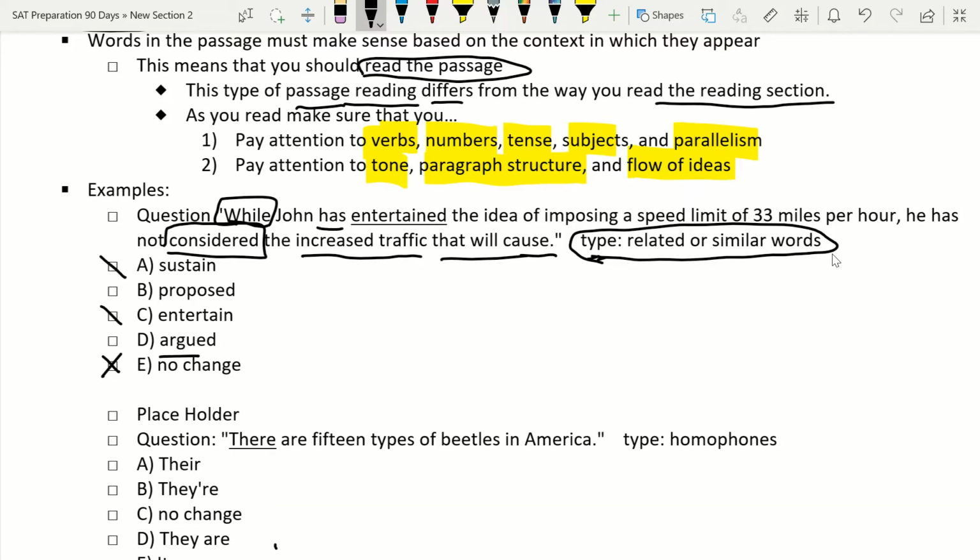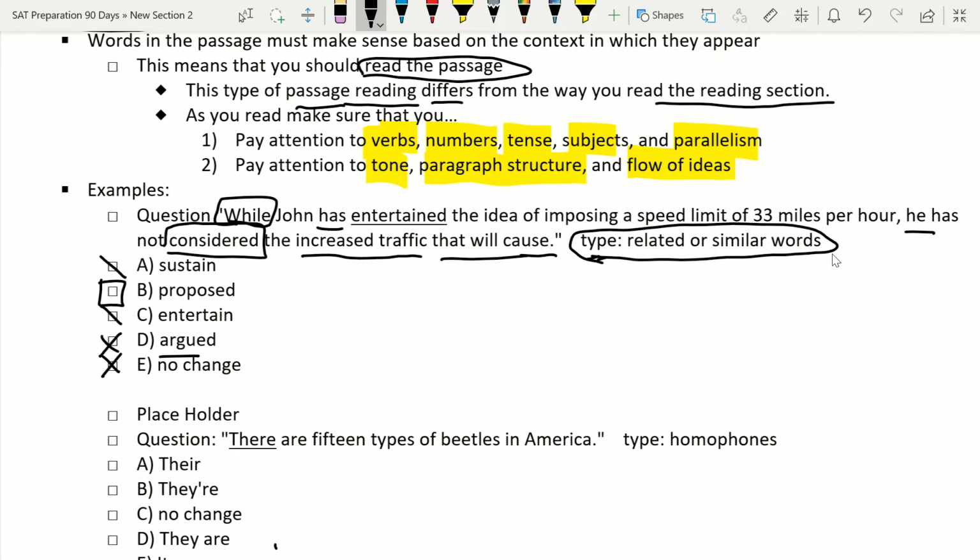We wouldn't say, well, John has argued the idea of imposing a speed limit of 33 miles per hour, because it doesn't tell us what side he is on. So then we can't go back and say he has not considered the increased traffic that will cause, because we don't know which side he's on. He could be on a side that helps as evidence or that it doesn't help as evidence. So D would be incorrect as well.